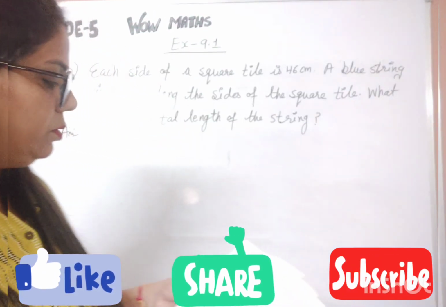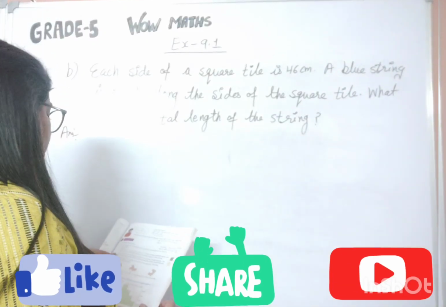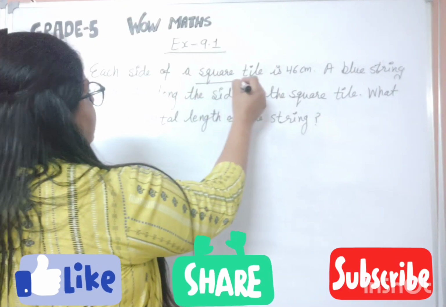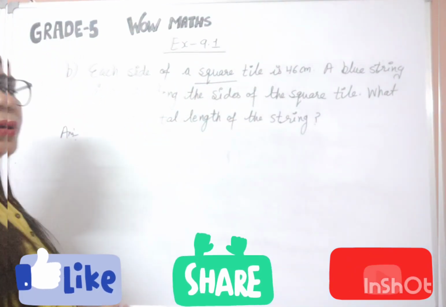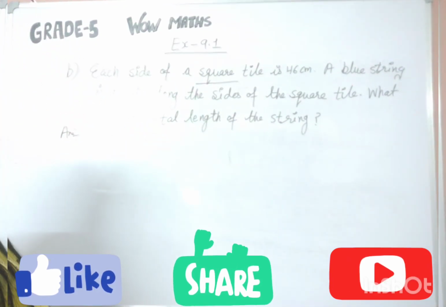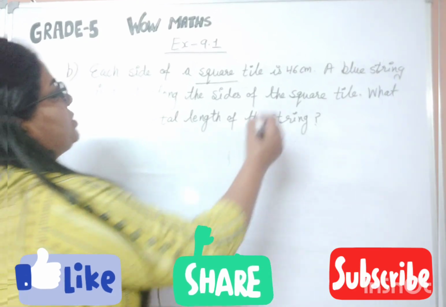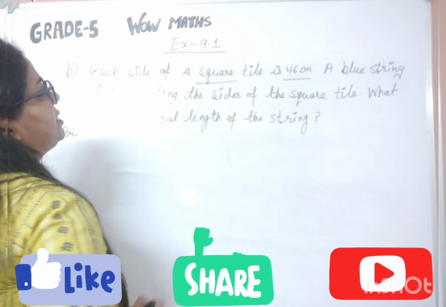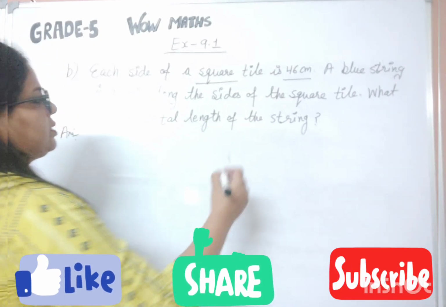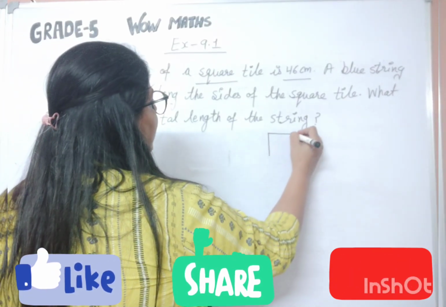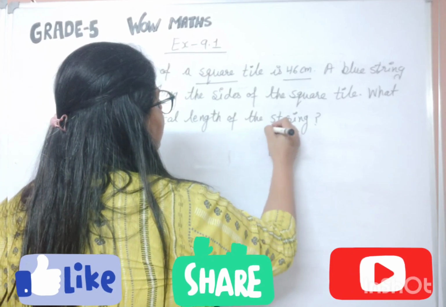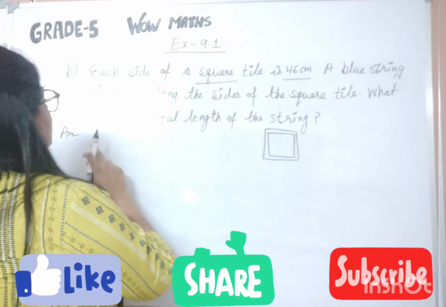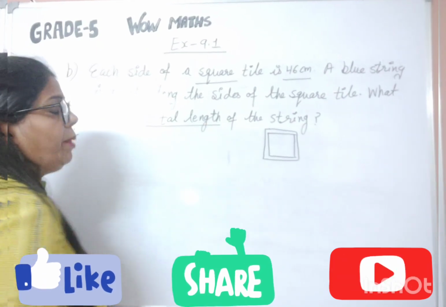Now question number B part. Here each side of the square tile, now the shape is clear that the tile is of square shape. Each side of the square tile is 46 centimeter. There is a blue string placed along the sides of the square tile. That means there is a square tile, and around it they are placing a blue color string. Now look here in the question, what is the total length? They are asking about the total length.